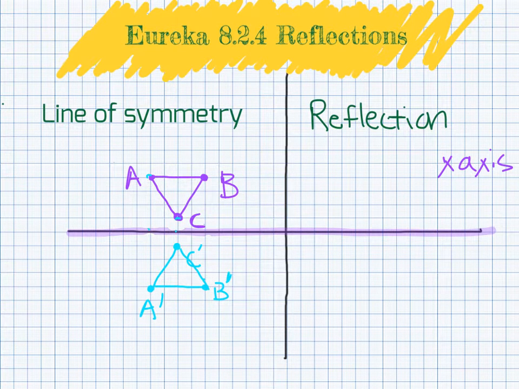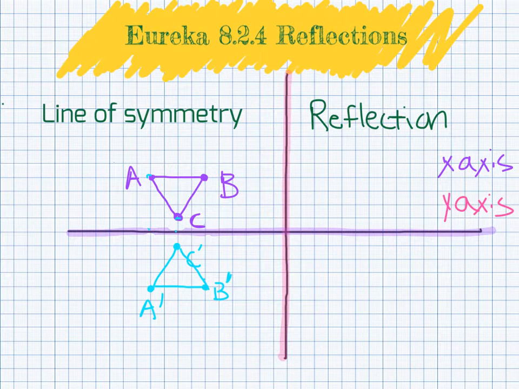Now I'm going to take A B C prime and reflect across the y-axis in pink. Now my y-axis is my vertical axis. So right here, top to bottom, these are my y values. So I'm going to use that as my line of symmetry.